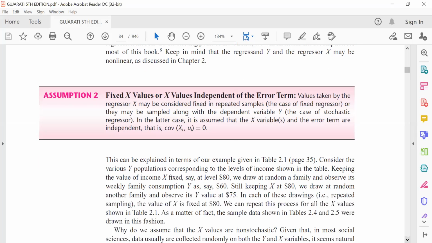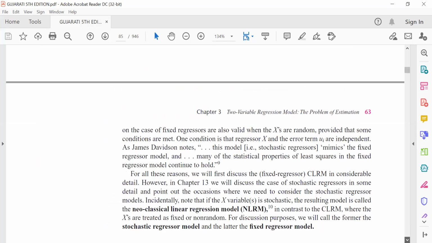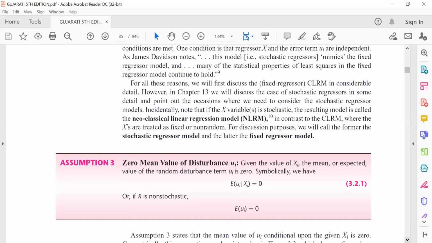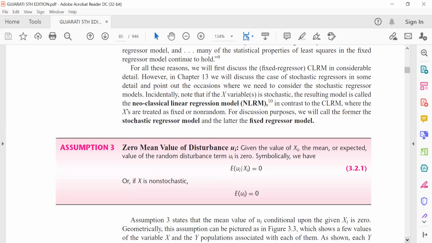Now another assumption in this classical linear regression model. The third assumption is zero mean value of disturbances. We assume that the residual has zero mean. This is a very important assumption because if the residual has zero mean, this means the residuals have a distribution.